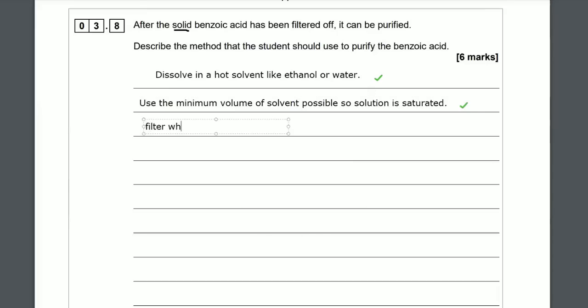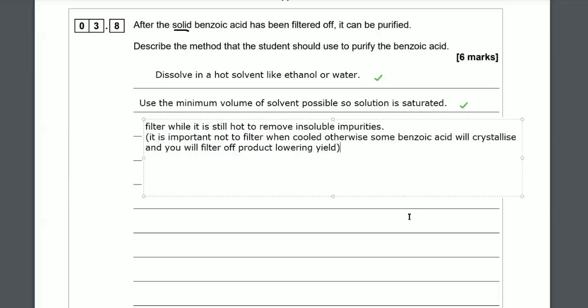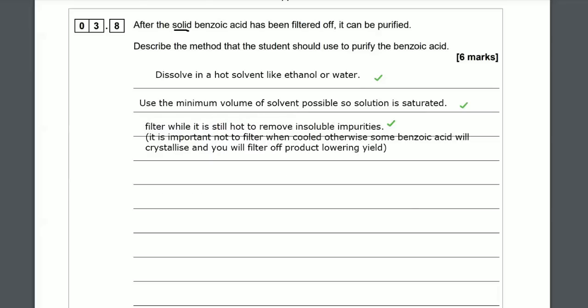And then what happens is, while it's still hot, it's important we don't let it cool. If we let it cool in the filtration process, then some of the benzoic acid will immediately start to recrystallize, and we're going to filter that off and lose it. So we want to filter when the solvent is hot, and this will leave behind anything that didn't dissolve when we first dissolved it in hot ethanol and water, and we get rid of those. Those are the insoluble impurities. So we want to get rid of insoluble impurities.